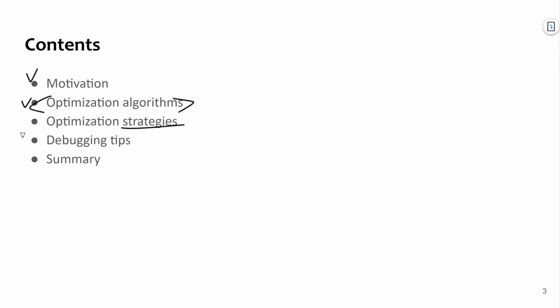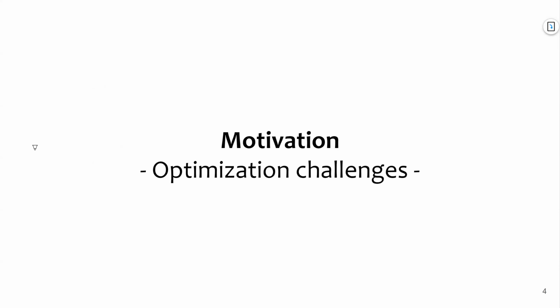And when you develop your AI models, you might run into some errors. And I'm going to show you some debugging tips. And then I'm going to summarize this lecture. First of all, the motivation of the optimization. The reason why we want to talk about optimization techniques is because gradient descent is not enough, because there are many challenges ahead of us.